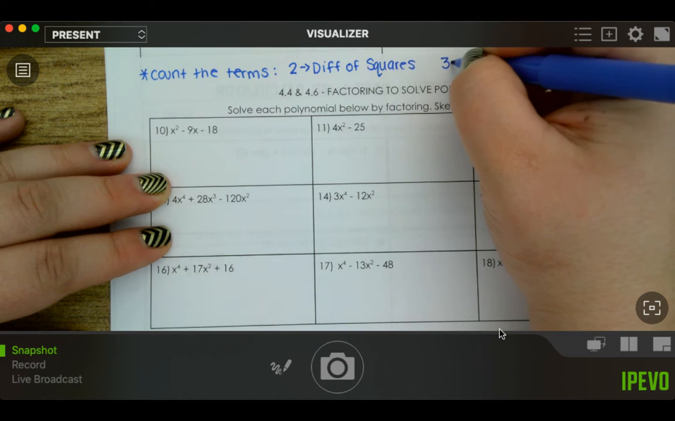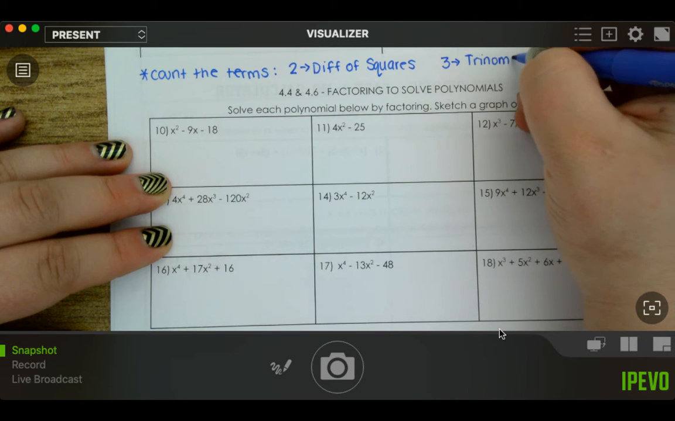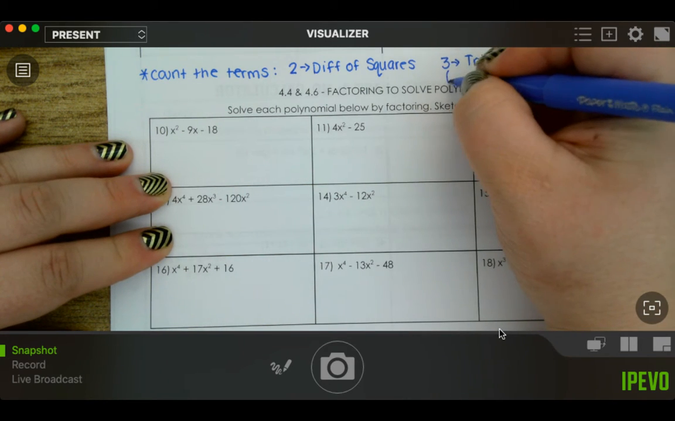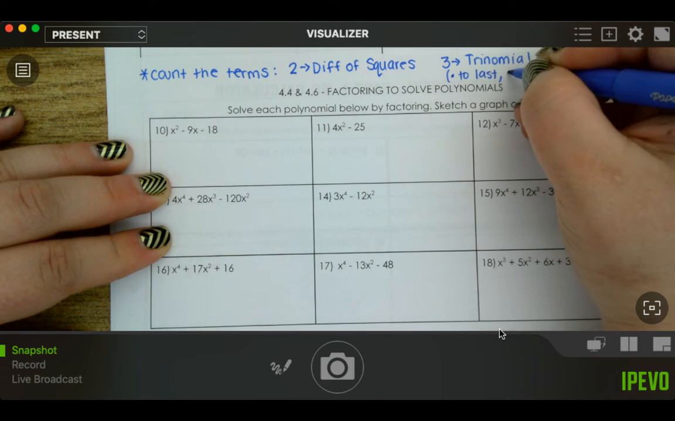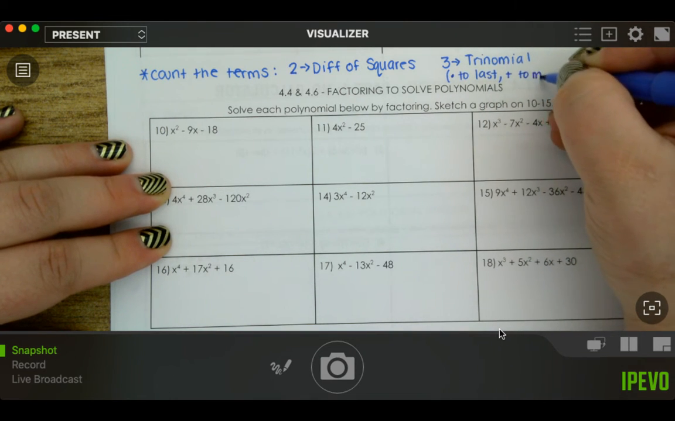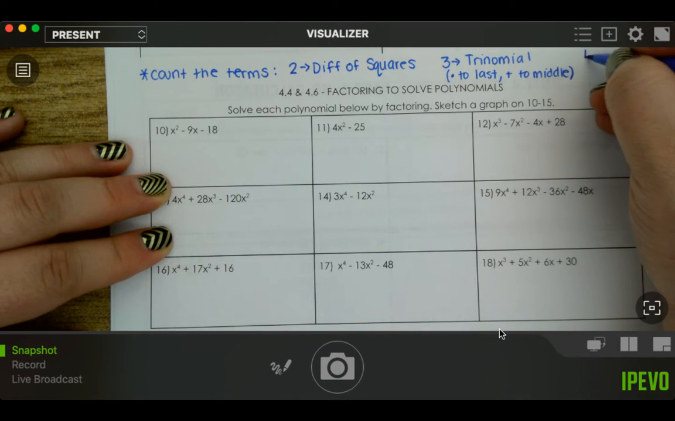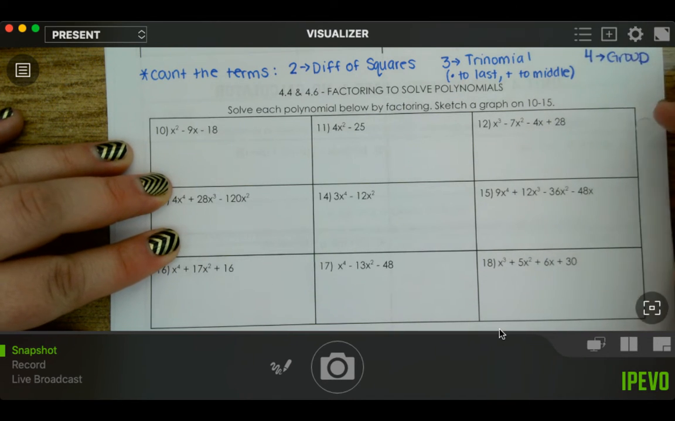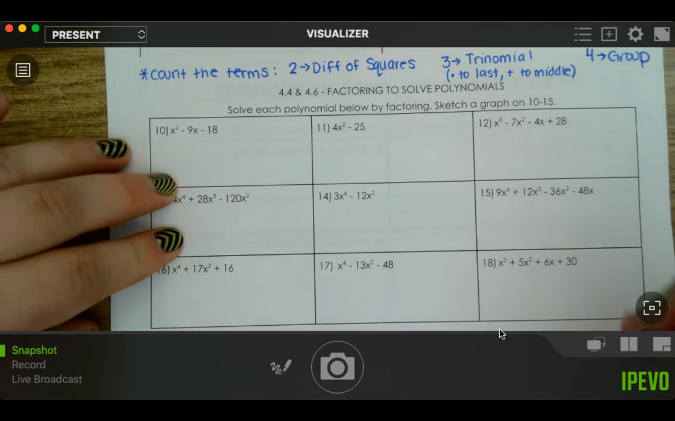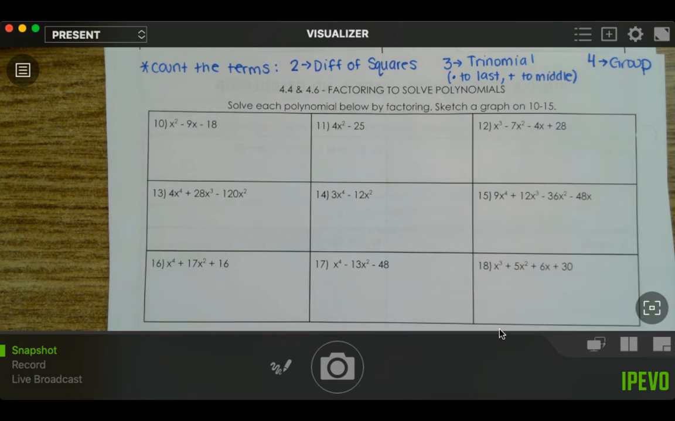If there are three terms, then that is what's called a trinomial, where you are normally trying to find two things that multiply to the last and add to the middle. And if there are four terms, you are going to use grouping. I'm not going to give any other hints on that one right now because the word grouping in and of itself is a pretty big suggestion.